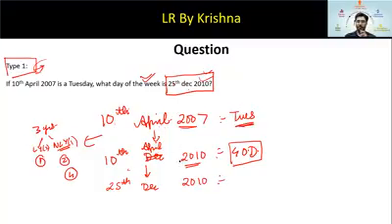How many days do we have in April? 30, correct? So we have already reached 10th April. So how many days are remaining? 20 days are remaining.